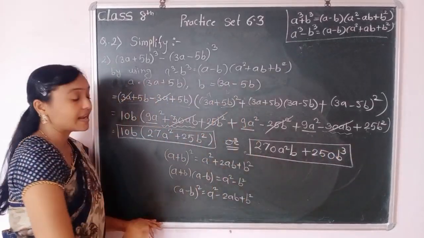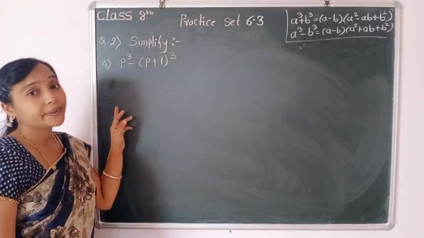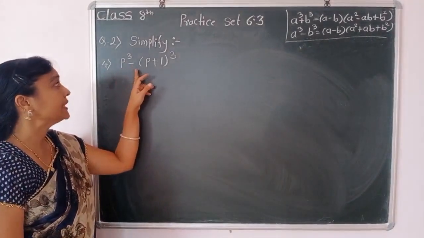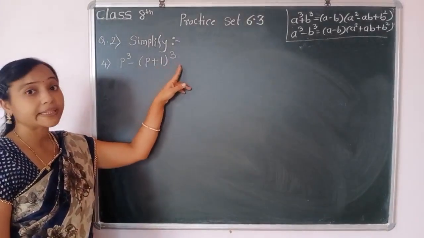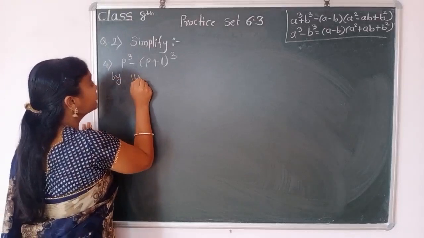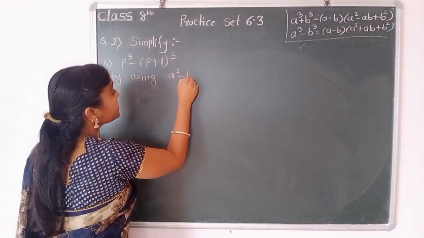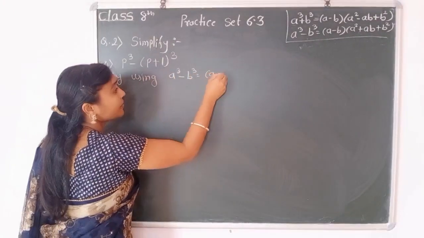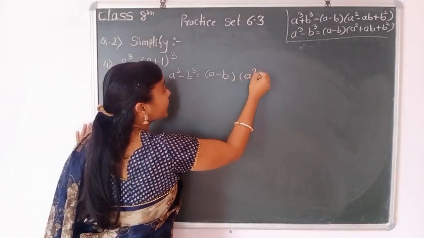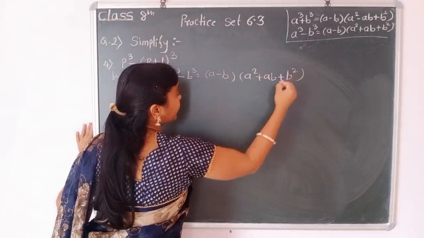This is the last answer. Okay. Now we see example number 4. (p)³ minus (p + 1)³. Again by using a³ minus b³ equals (a minus b)(a² plus ab plus b²).